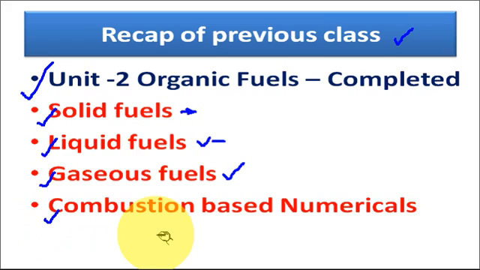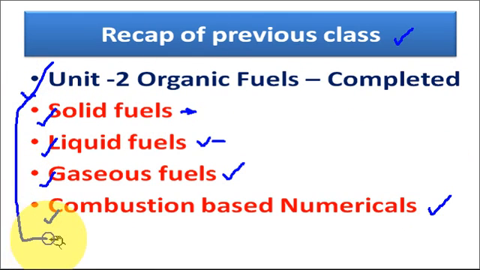Basically, in the combustion based numericals, we learned how to calculate the amount of oxygen and air required for the complete combustion of the fuel. And we also learned to calculate the dry products of combustion in these kinds of numericals. So that's all the topics which we have completed in unit 2, organic fuels.